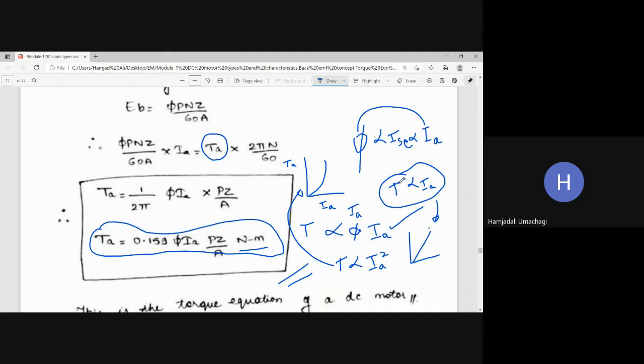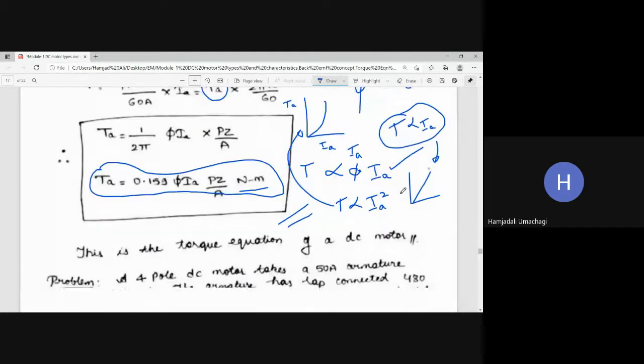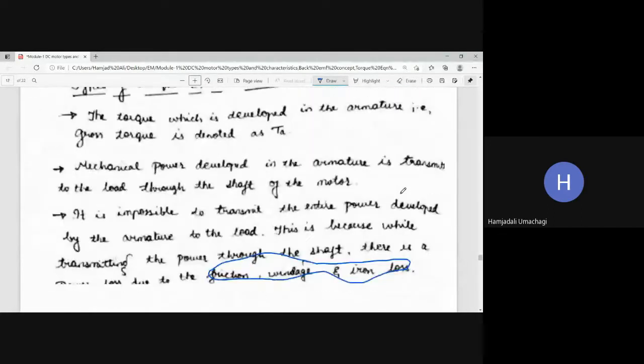So DC shunt motor has a constant linear graph. Constant flux means torque is directly proportional to Ia. So wherever an application needs constant torque, you can make use of a DC shunt motor, for example printing press, lathe machine, milling machine. But for applications requiring heavy load torque, like cranes, elevators, lifts, you can make use of a DC series motor. Is it clear?